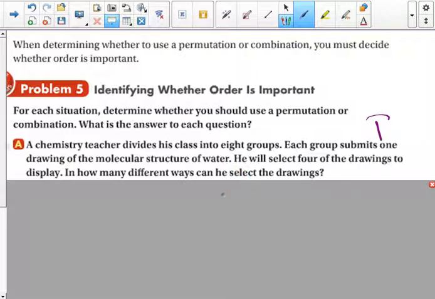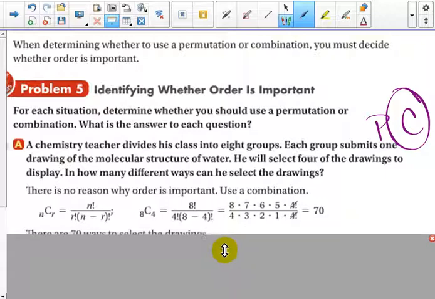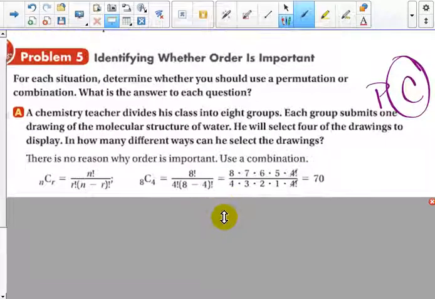So is this a permutation or a combination? Does order matter? Yes, no? Well, is there like a first, second, and third place where it has to be first, second, third? Or is he just selecting 4 things at random? So that means the order is not important. So then that makes it a combination. So when you don't have first place, second place, third place, it's a combination.